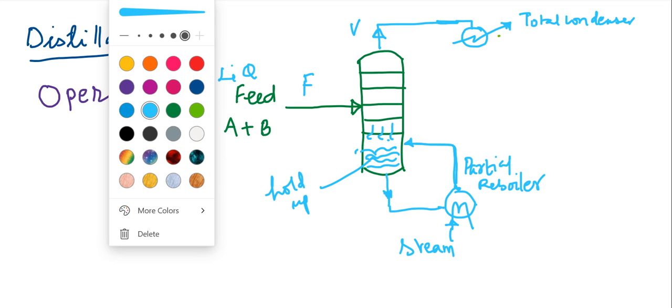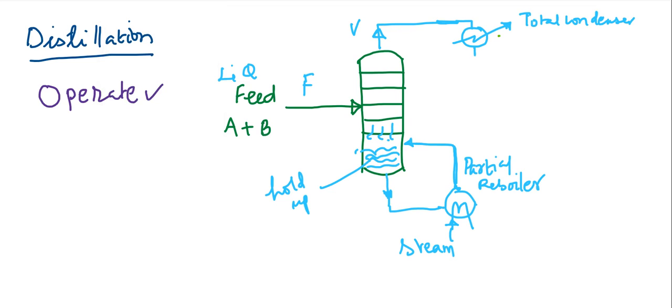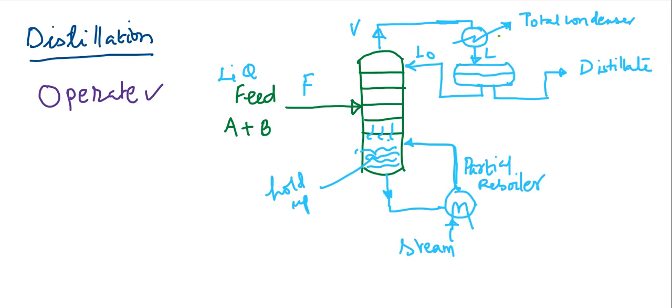Here this is vapor. Once this is condensed, this becomes liquid. This is stored in a reflux drum. From the reflux drum, part of this is sent back to the column as reflux, and part of this is sent as a top product called the distillate. But still, let us forget about this particular distillate part now.